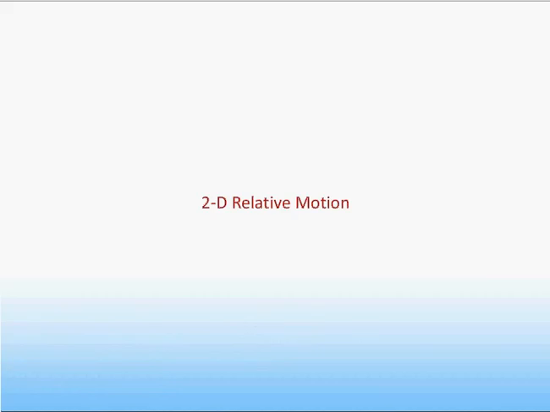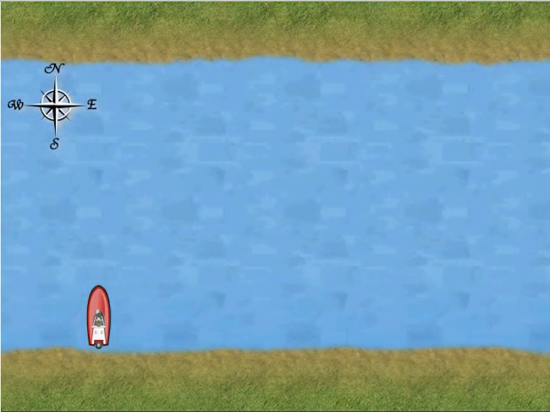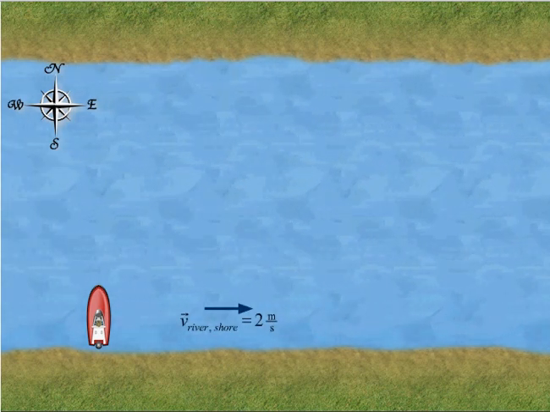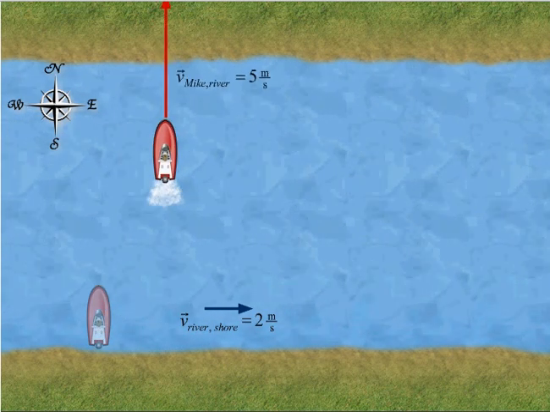We now want to consider relative motion in more than one dimension. Here we see Mike in his motorboat crossing a river. The river flows eastward at a speed of 2 meters per second relative to the shore. Mike is heading north relative to the water and moves with a speed of 5 meters per second relative to the water. If you are standing on the shore, how do you describe his motion? How fast is he moving and in what direction?